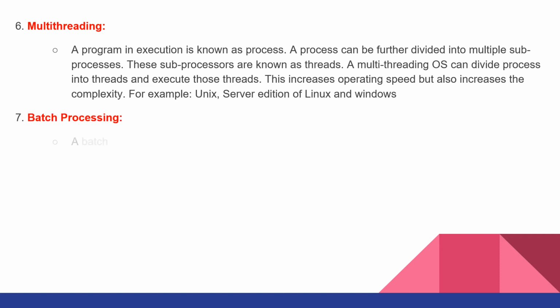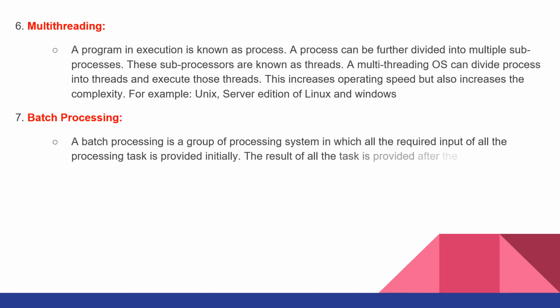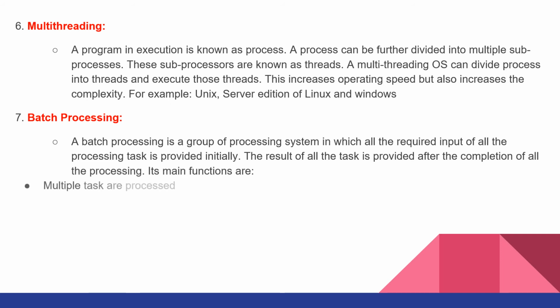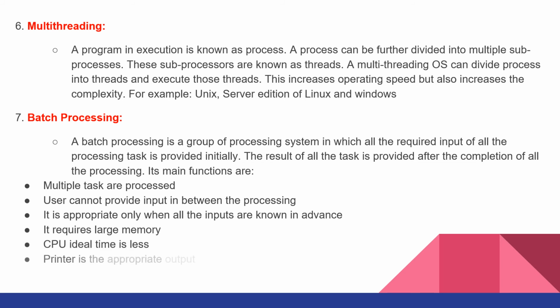The next type is batch processing. The batch processing is a group of processing system in which all the required input of all the processing tasks is provided initially. The result of all the tasks is provided after the completion of all the processing. Its main features are multi-tasks are processed. Users cannot provide input in between the processes. It is appropriate only when all the inputs are known in advance. It requires large memory. CPU idle time is less. Printer is the appropriate output device. It is an old processing technique and rarely used at present.